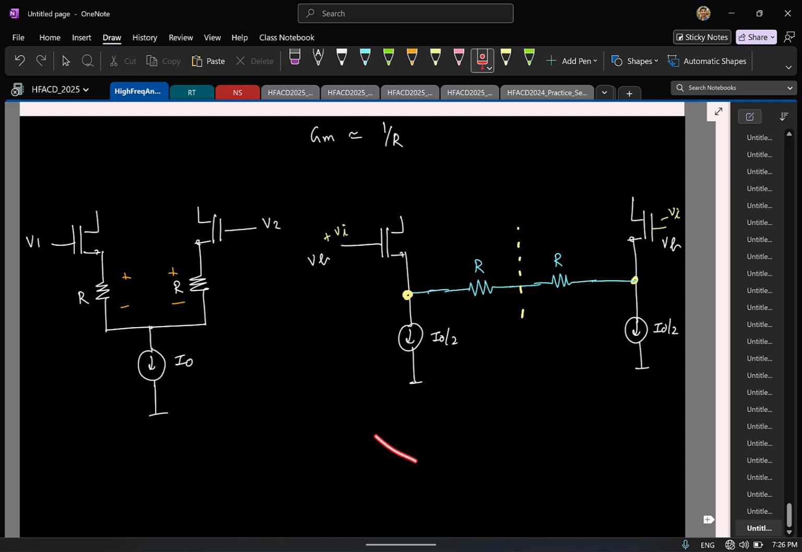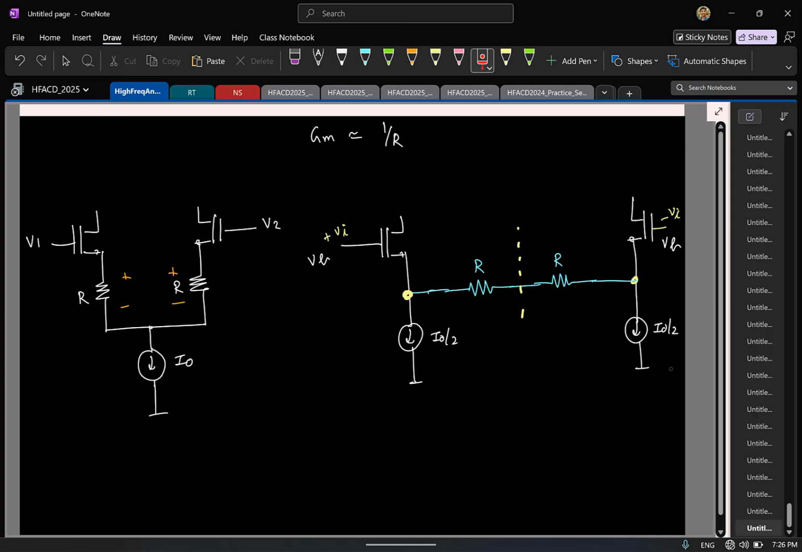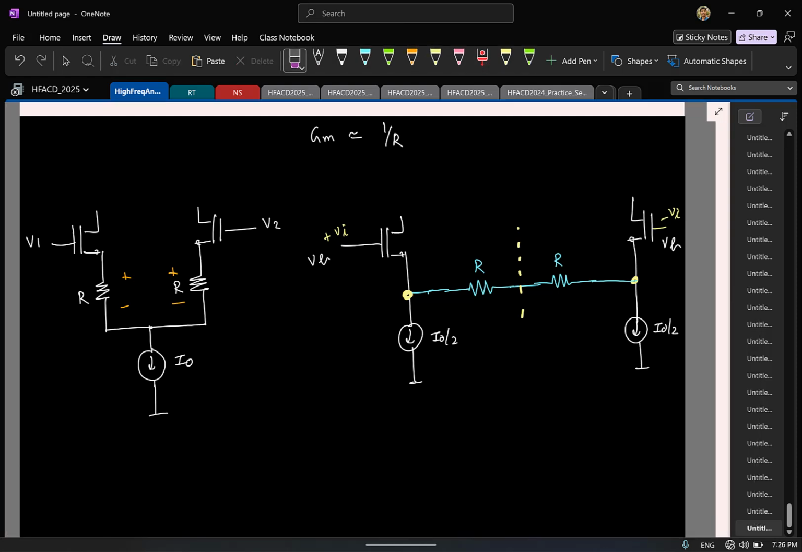Now can you tell me if we can simplify this further? That R and R becomes 2R. So even 6 years back after your 12th standard, you could have done this simplification. Two resistors in series. So you replace it with a single resistor 2 times R.